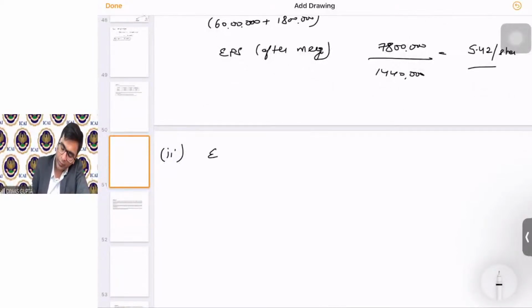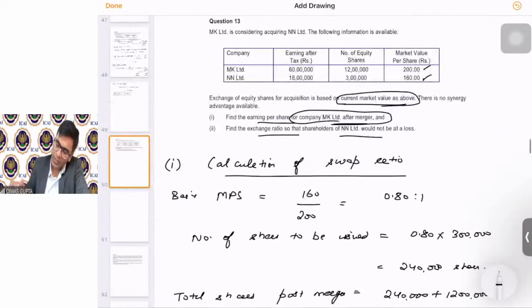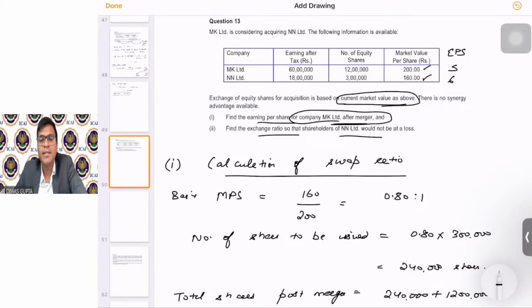So exchange ratio basis EPS. So if we see what is the EPS here, okay? 60 lakhs divided by 12 lakhs, 5 rupees is the EPS for MK Limited, and 18 divided by 3, 6. So don't you feel if the ratio is calculated basis EPS, NN Limited will not suffer any loss? Reason being, NN Limited will enjoy a higher swap ratio, right? Let's see how.